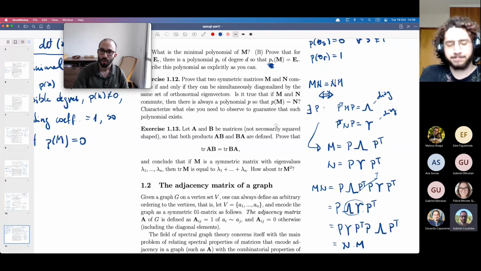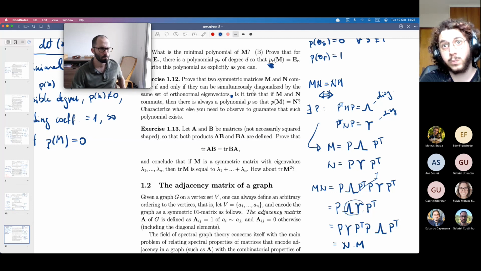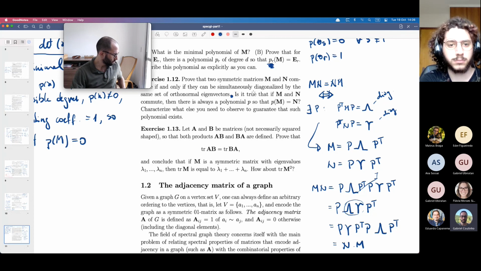Okay. Second part of the exercise. Is it true that if M and N commute, then there is always a polynomial P that maps M to N? Or they have the same set of eigenvectors? How could this not be true?